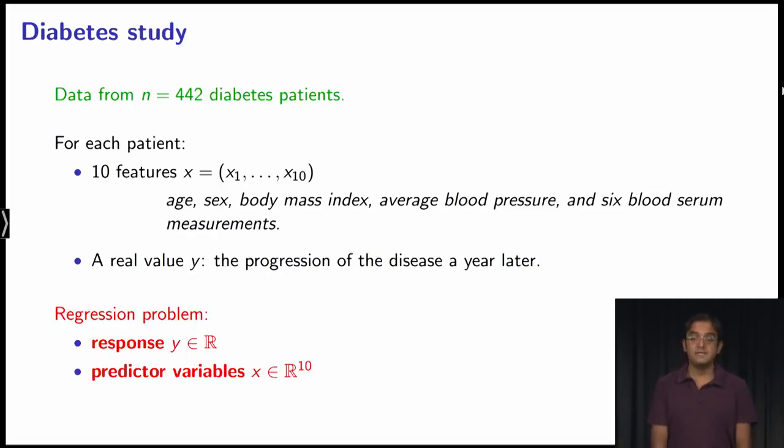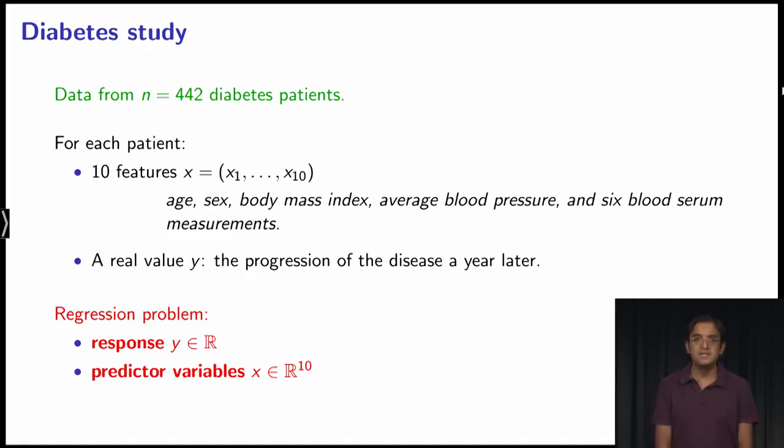So as our running example, we will use data from a diabetes study. The goal of this study was to assess what features might impact the progression of the disease, how much worse it gets over the course of a fixed period of time, for example. So data was collected from 442 diabetes patients.